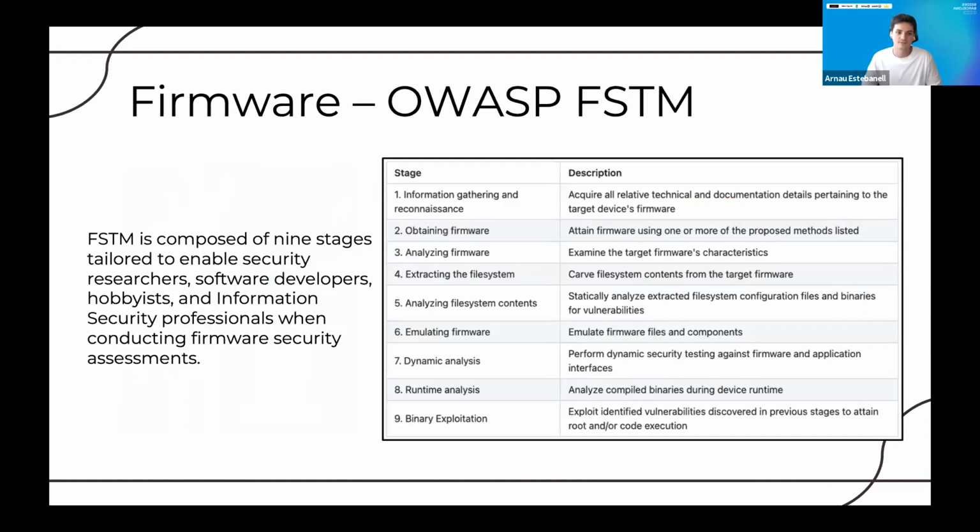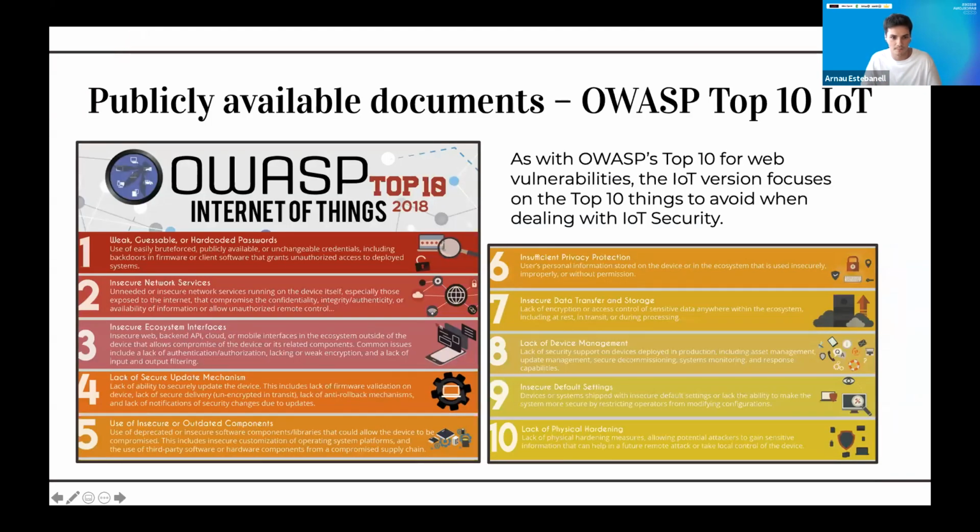And what we have in the FSTM guide, they have composed it in 9 stages, and they start by gathering information, and they explain the different methods of obtaining the firmware, how you can analyze it, how to extract it, and then how to analyze the file system. In the file system is where you're going to find the gold. It's where you're going to find the credentials, the hard-coded credentials, and all that information that OWASP was warning us about, okay?